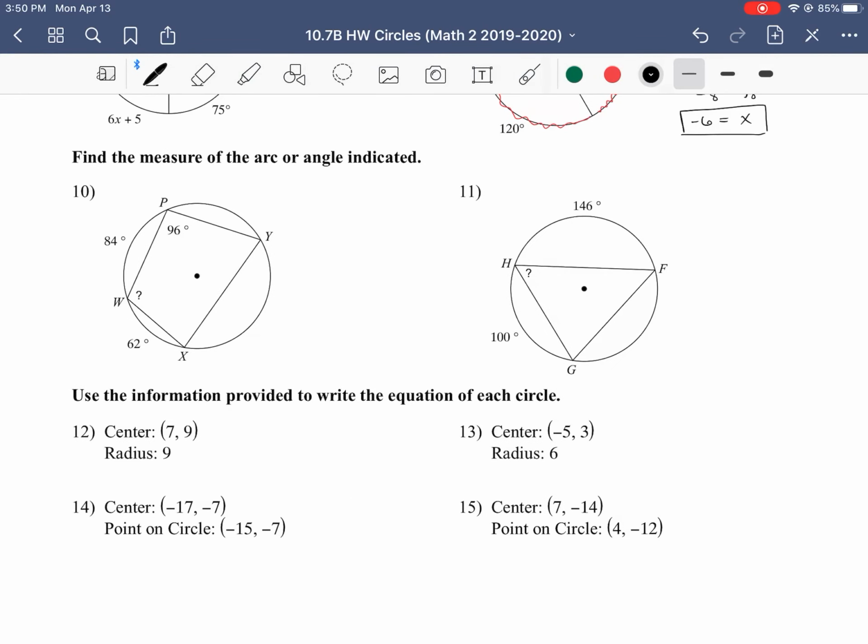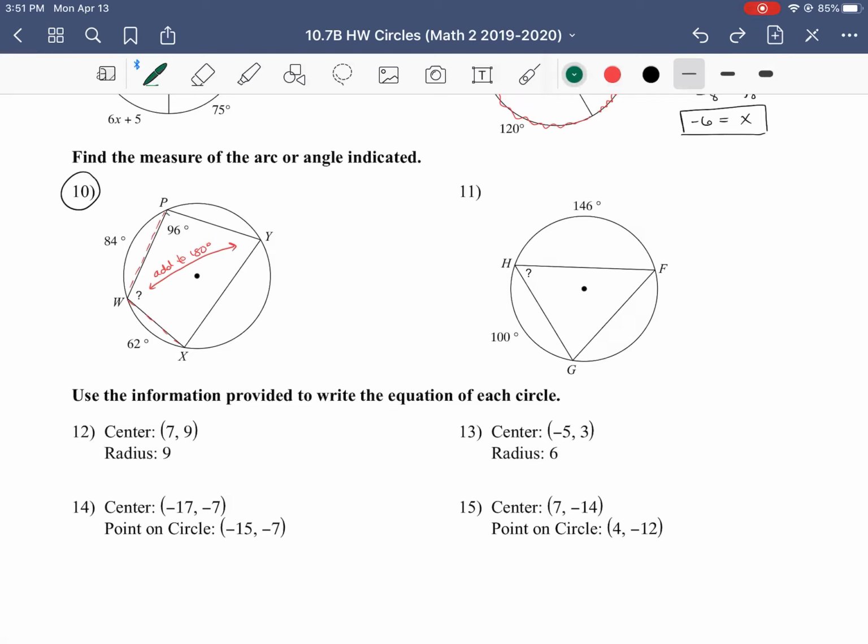Number 11, we looked at one similar to this on the notes page, so I'm actually going to look at number 10. Again, remember that you're looking for angles that subtend arcs. This is a quadrilateral. We know that this one and this one, opposite angles, need to add to 180 degrees. And this angle W, if we're looking at this piece right here, we don't know either of these arcs out here, so it's not crazy helpful to look just at that angle.